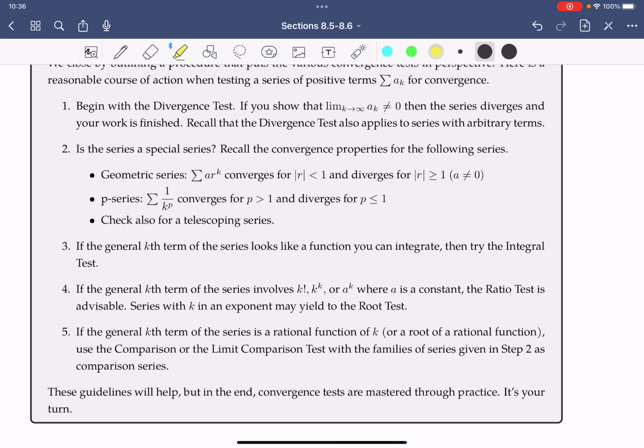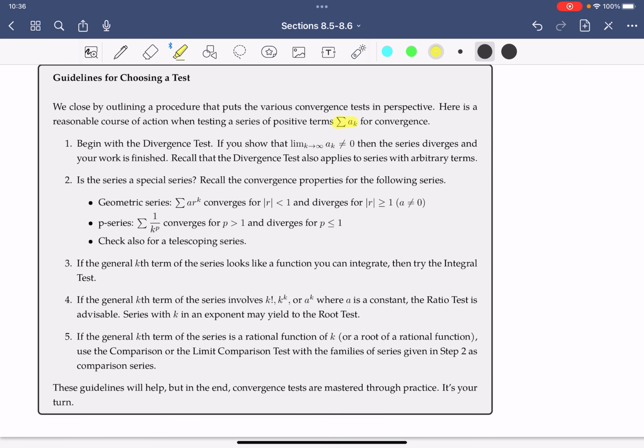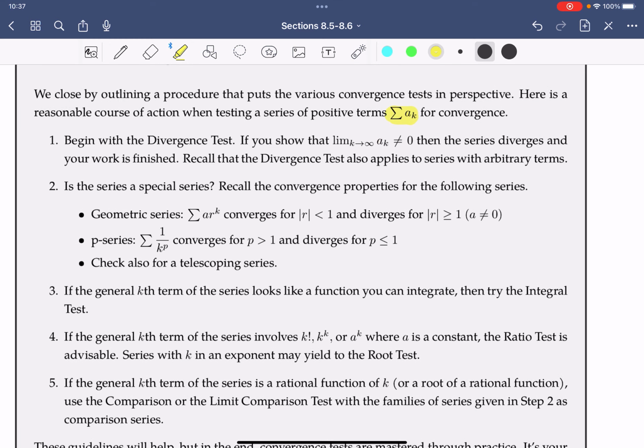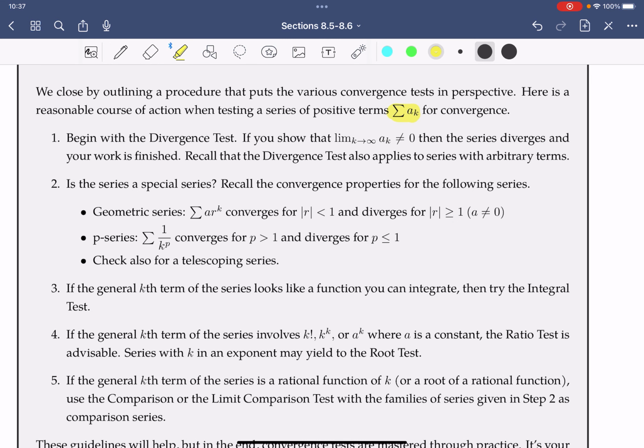So first of all, if you see the series summation of A subscript K that I highlight in yellow, what you can do first is start by looking at the divergence test. The divergence test says that if you take the limit of A sub K and it is not equal to zero, then the series is going to be divergent. This is an easy one, because if you can see that the limit is not equal to zero, then the series is divergent. This should be the first one that you take a look at.